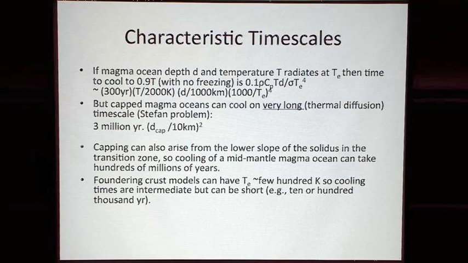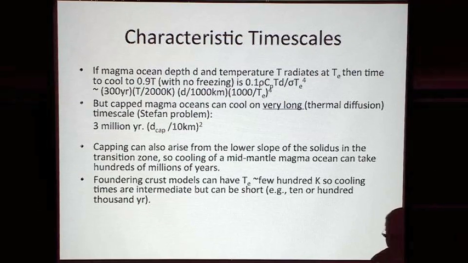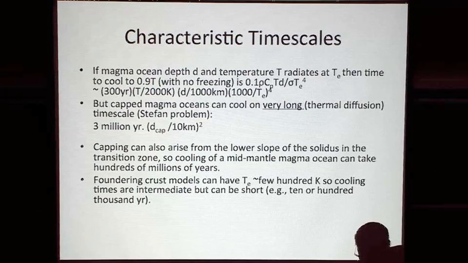Foundering crust models, chill crust if you will, are often guided by what happens at Kilauea on the Earth, for example. The effective temperature is a few hundred degrees, so the time scales are longer, but they're not geologically long. So foundering crust reduces the rate at which heat is lost, but it doesn't shift you from this to this. It gives you something that's closer to a magma ocean for cooling rates.